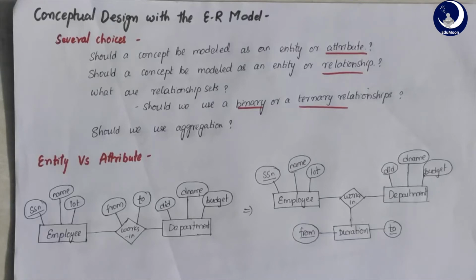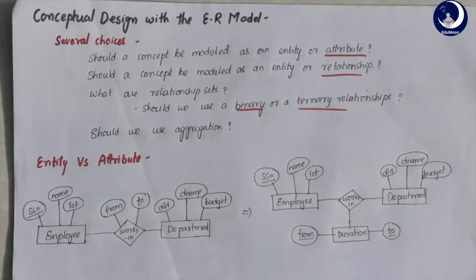Our first choice is: should a concept be modeled as an entity or an attribute? Let's see entity versus attribute to understand it. When we are identifying the attributes, sometimes it is not clear whether a property should be defined as an attribute or an entity. For example, the address information of an employee can be modeled in two ways. The first option would be to define it as an attribute of the employee entity, and the second option would be to consider it as a separate entity set.